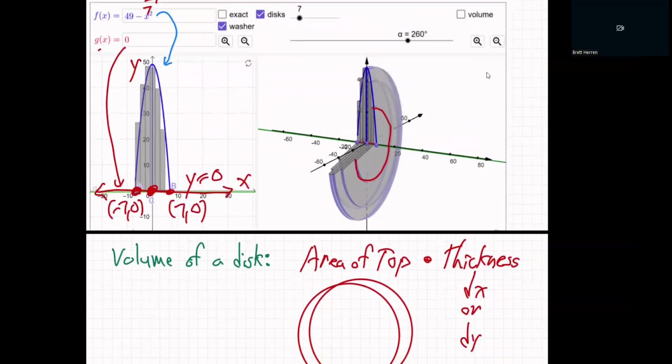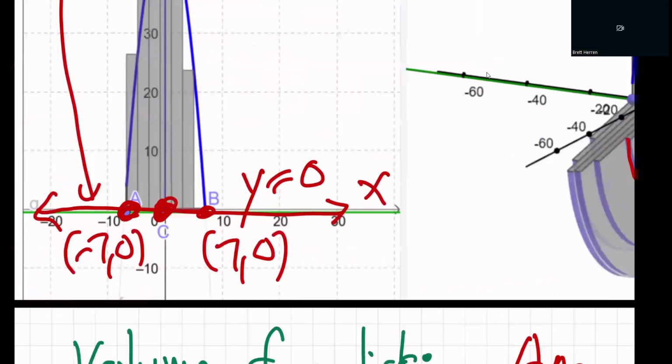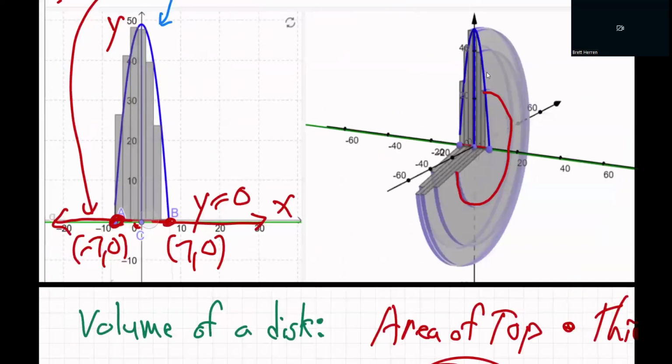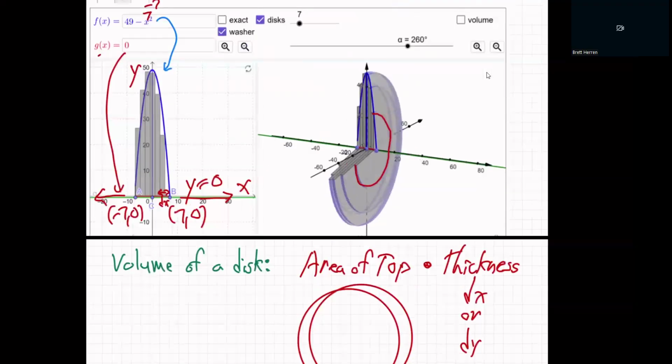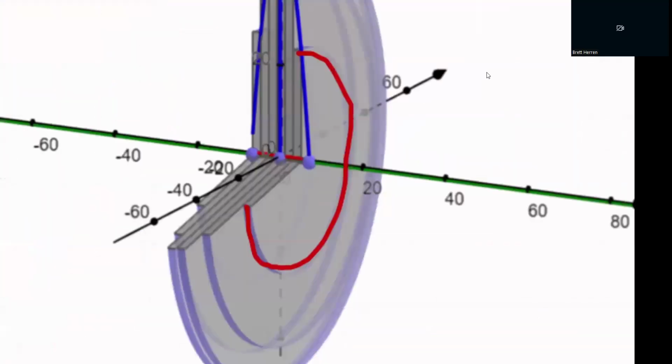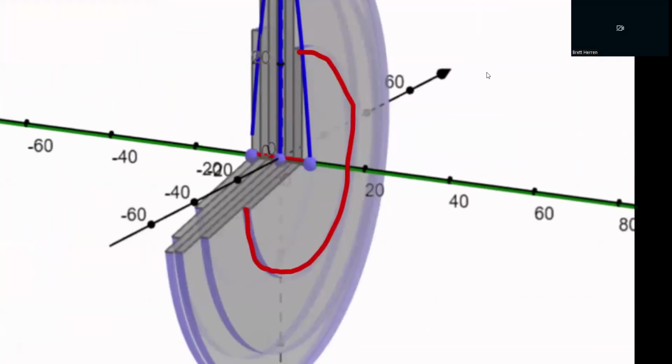So we can see each of these disks, make this a little bigger, the thickness here is dx. That's how thick each disk is, dx. That's a side view, right? Do you understand? That's grabbing this and putting it right there. It's a side view. This is the x-axis here. This is the y-axis. Each of these disks has a thickness of dx. See how they're going along the x-axis?